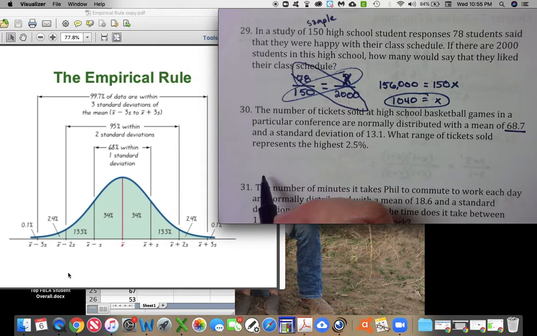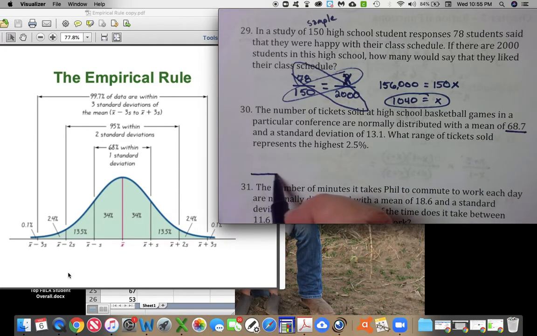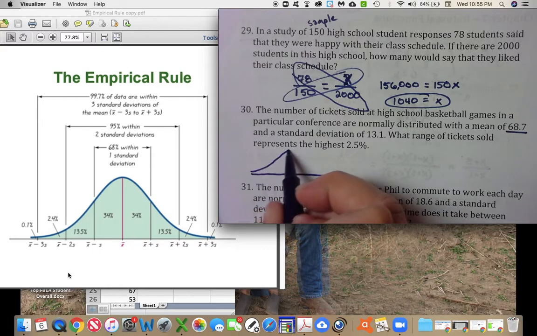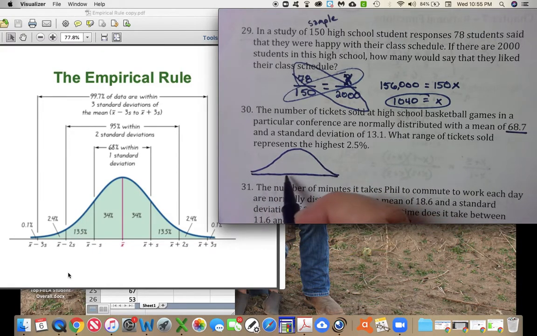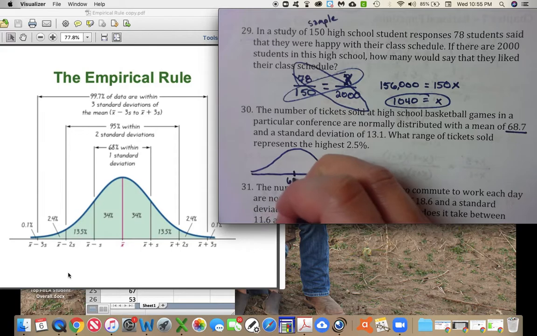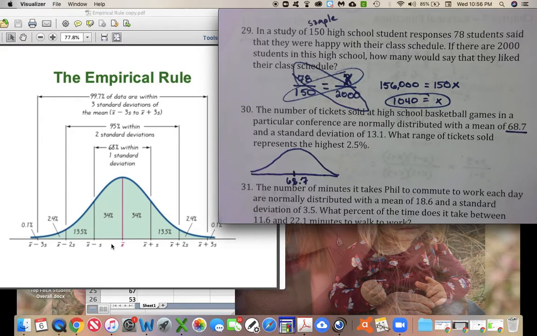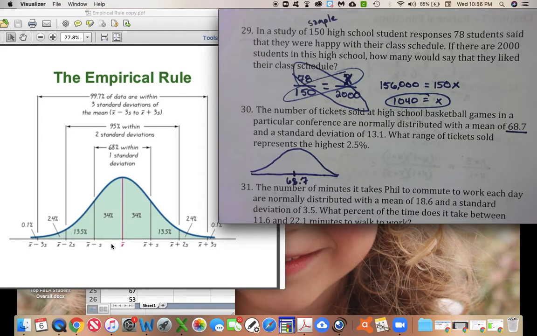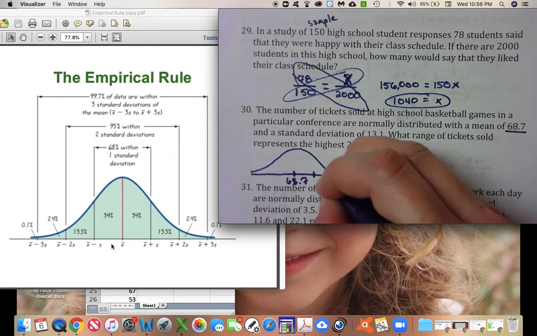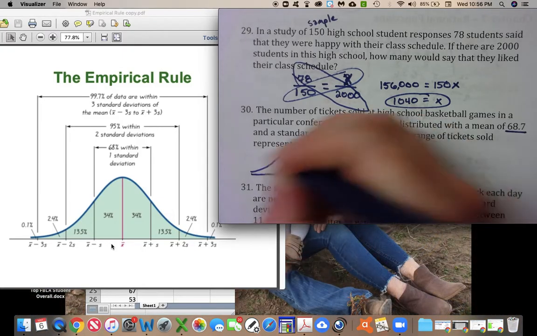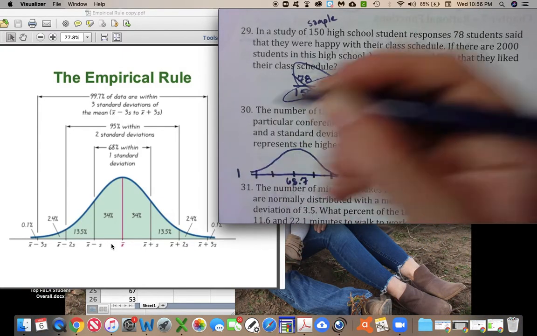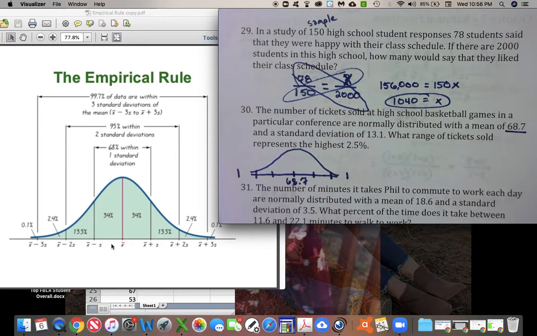The average is 68.7. Okay, so what I'm going to do here is make my bell curve. We always put the average in the center, 68.7. If I'm looking at my bell curve, that's this guy right here. The standard deviation is 13.1. So if I add 13.1 three times and subtract 13.1, let's figure out what those numbers are.